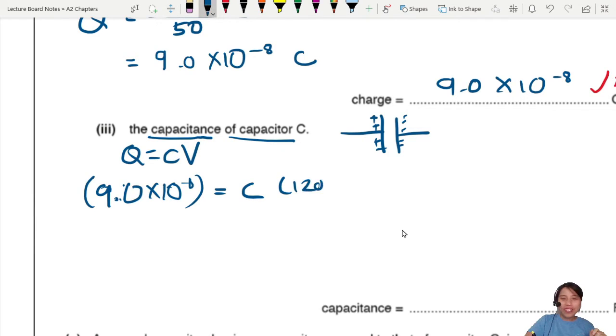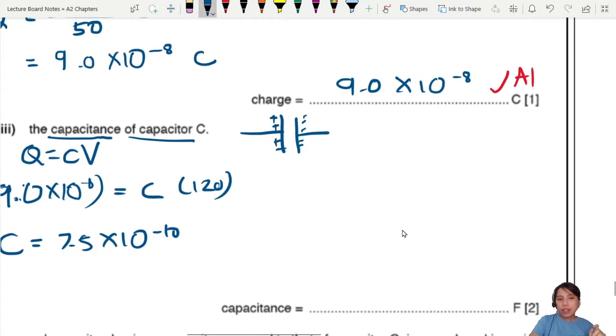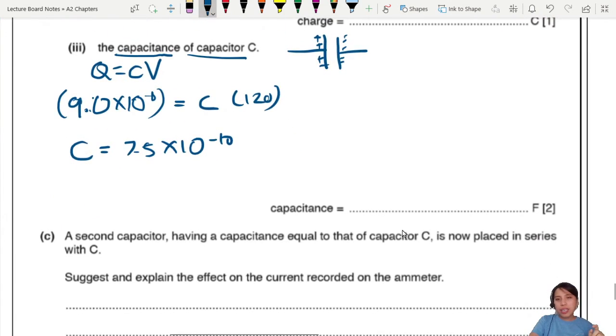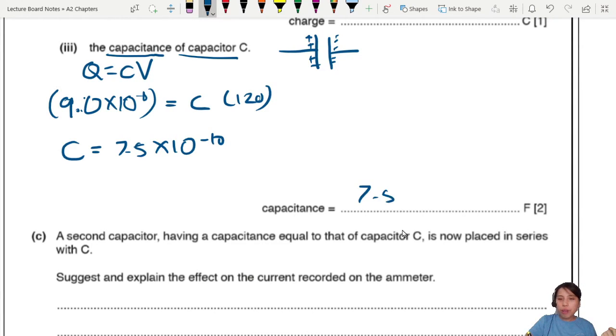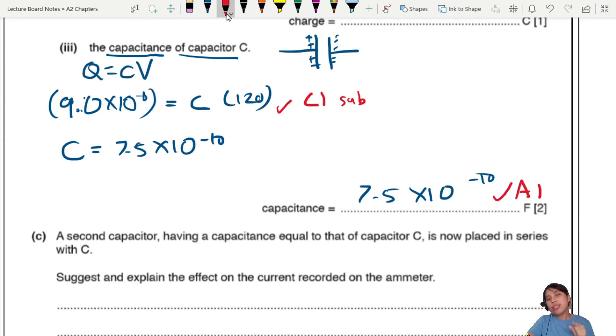We know the info, so you divide everything out here, you should get a C of about 7.5 times 10 to the negative 10. Final answer, 2 SF is fine. You want to go 3 also can. So we go 7.5 times 10 to the negative 10. This is 2 marks, so 1 is for A1, 1 is going to be for substitution, because I think they're going to give you Q equals CV. Sometimes they will give you Q equals CV, but usually they want to see you plug in the correct value. So you plug in, get the substitution mark.